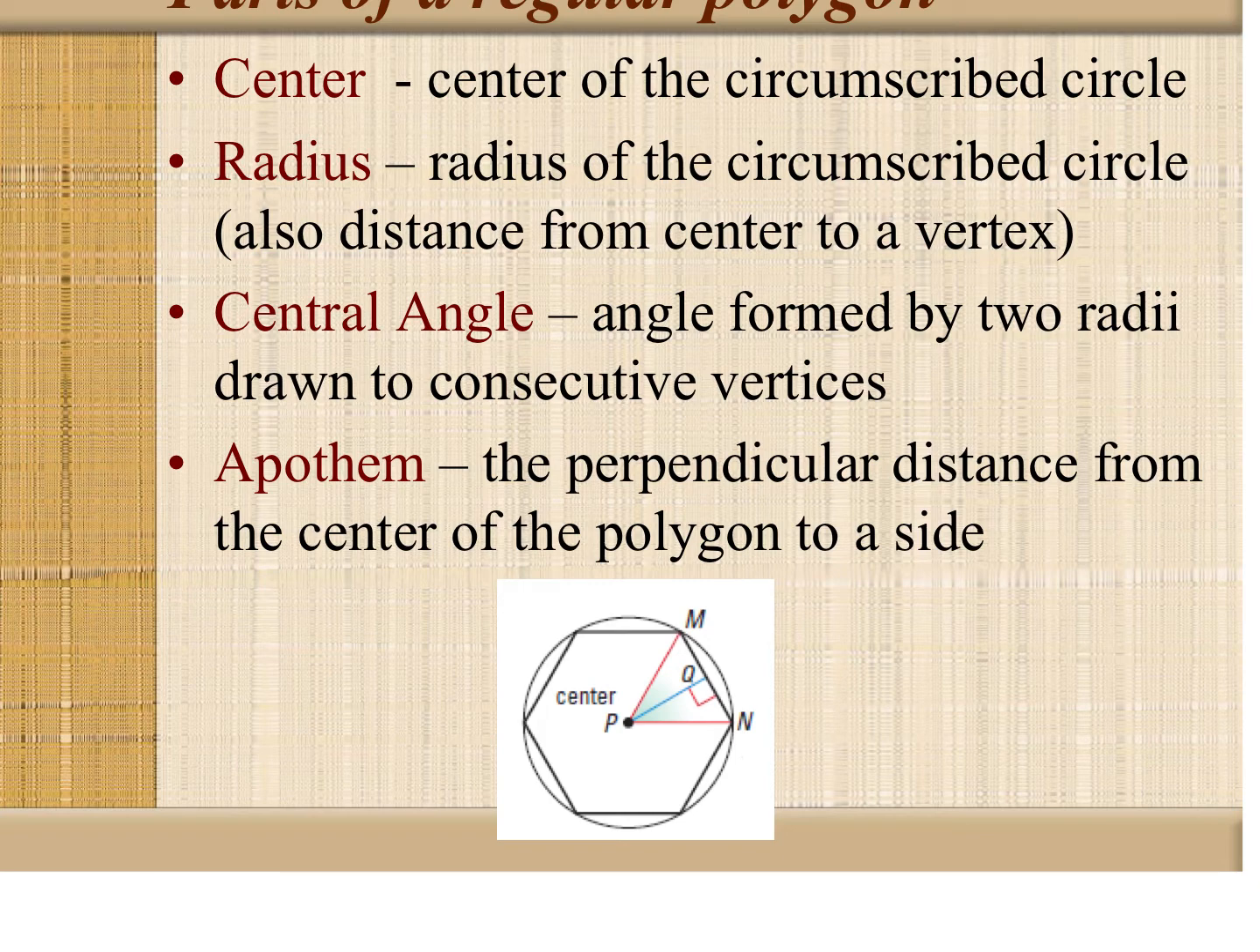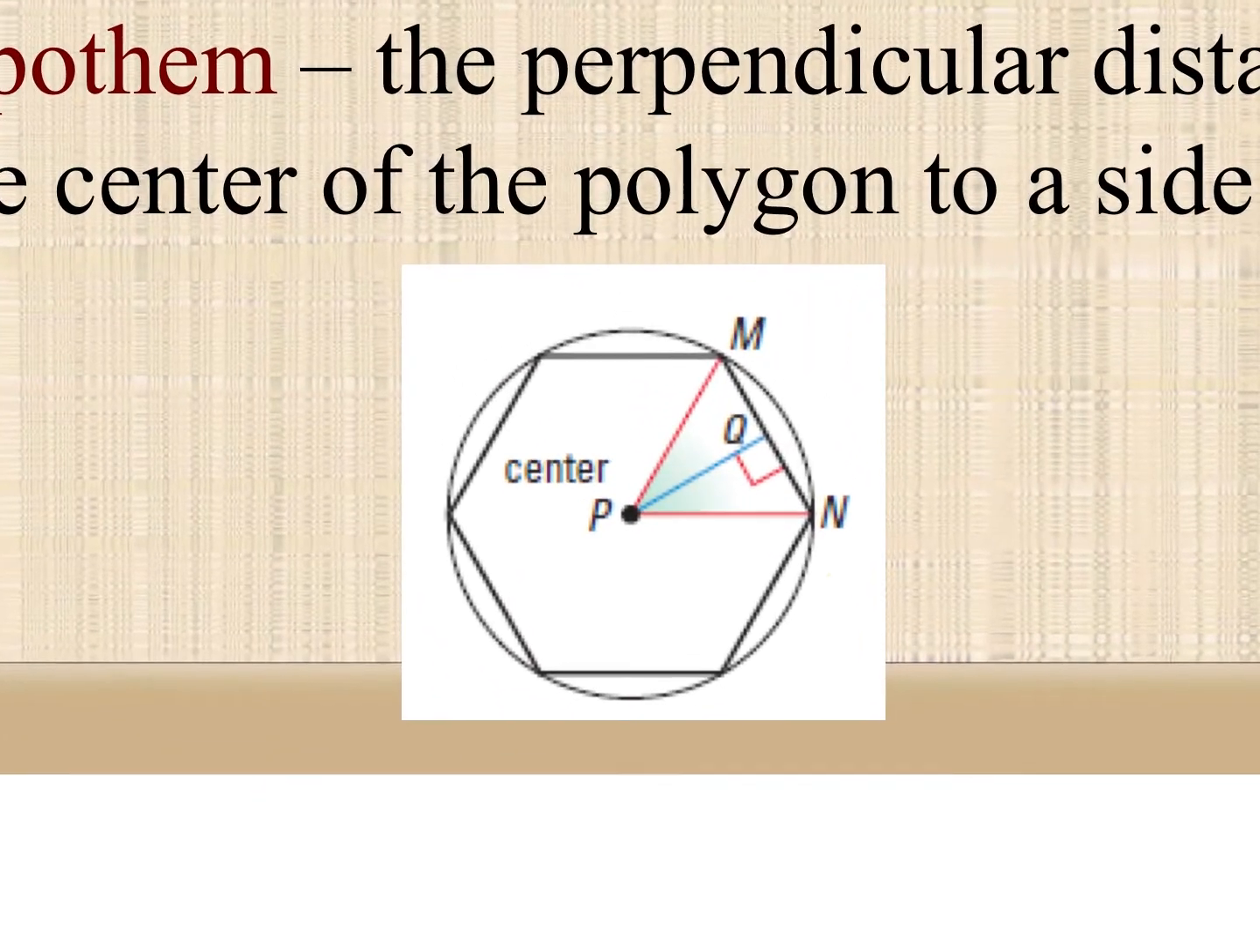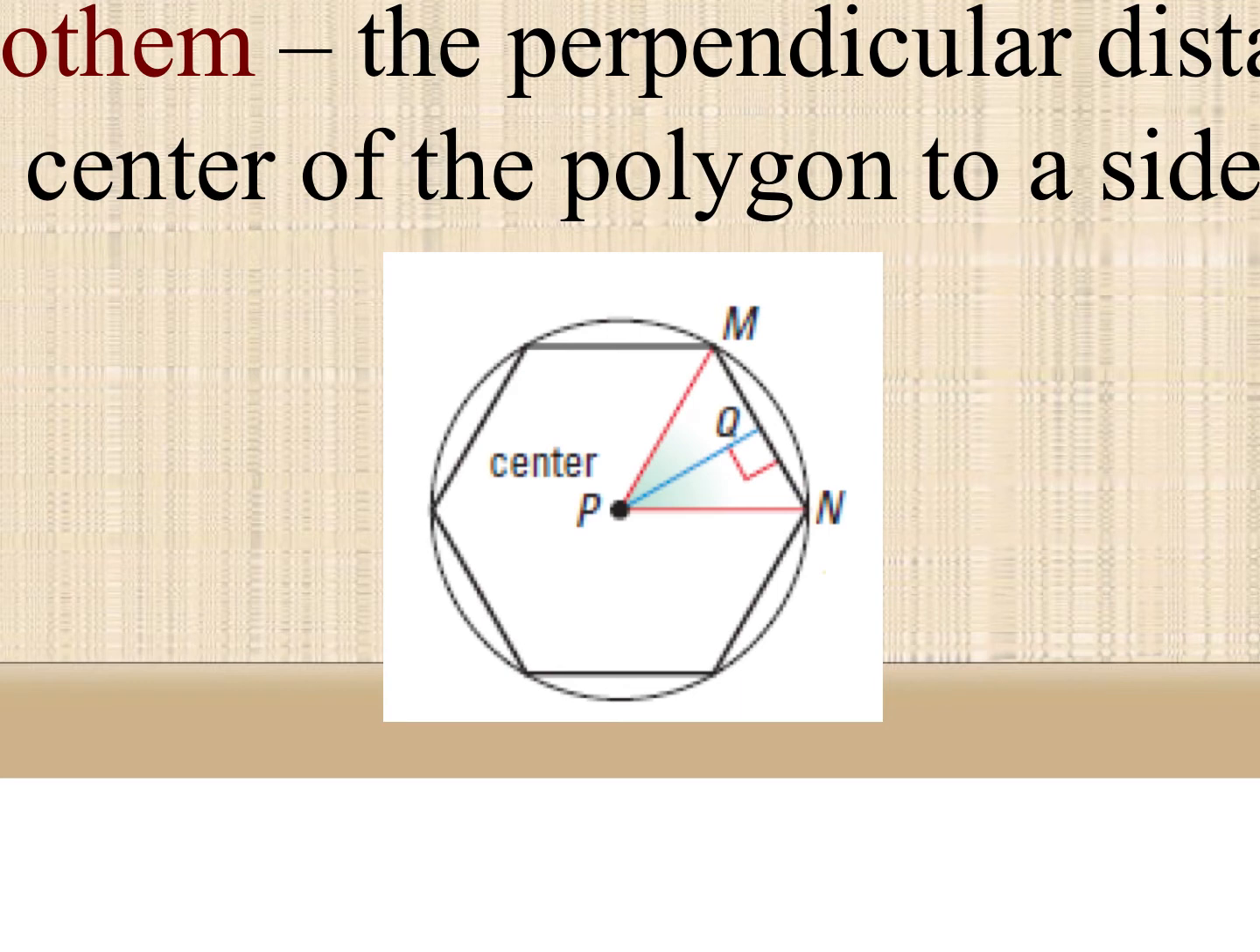So let me zoom into my picture, and I'm going to talk about these 3 vocabulary words based on the picture that's given. So you can see that the center is already labeled for us. The center in this picture is point P. Then the next thing that we talked about was a radius. And the radius by definition here said it's the radius of the circumscribed circle. And it goes from the center to a vertex of the polygon. So I have a radii that is drawn right here and here.